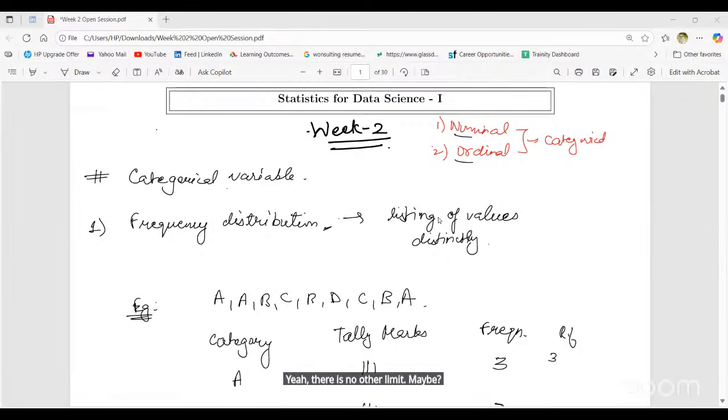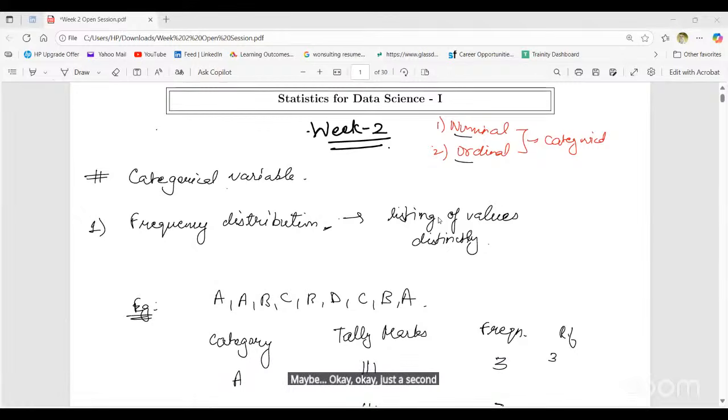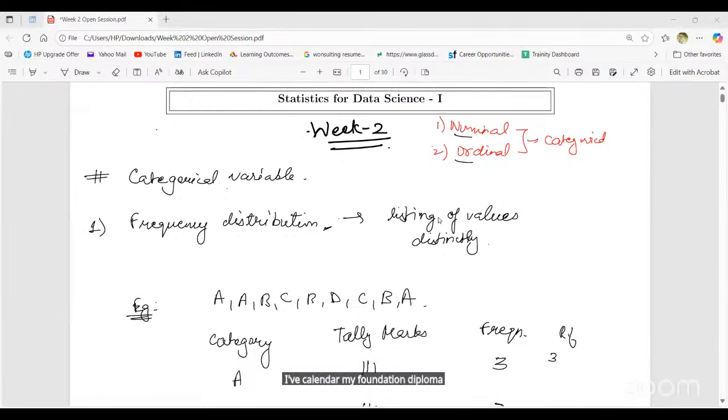You must have tried joining the link. But a lot of students are there on the Google Meet. Just a second. Maybe it's of another class or something else. But for the Stats 1 class, there are no Google Meets. In the calendar, all the Foundation Diploma links are there, right? Ma'am, I can share a screenshot of that link.